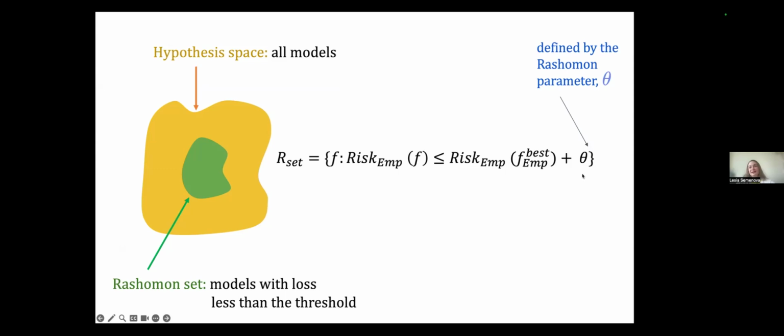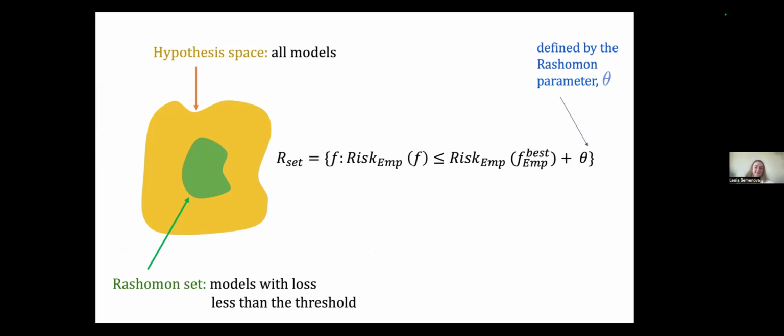It essentially allows you a little bit of flexibility in how much you're willing to sacrifice in order to gain more models. So it can be 0.5% of the loss, or 1%, or it can be essentially zero. A lot of data sets allow having a lot of models that perform equally well, even with zero Rashomon parameter. And all models below this threshold form the Rashomon set. Basically, it's models with loss less than some specific threshold defined by the best model in class.